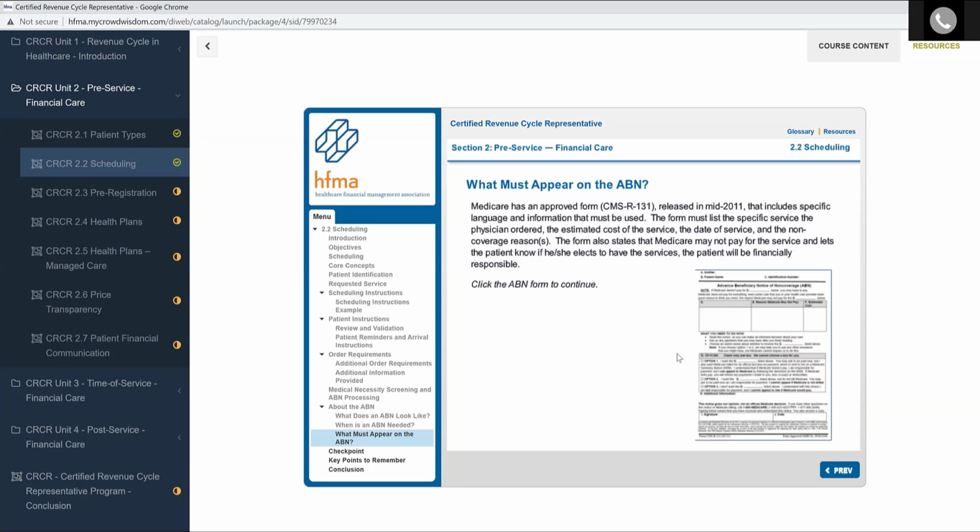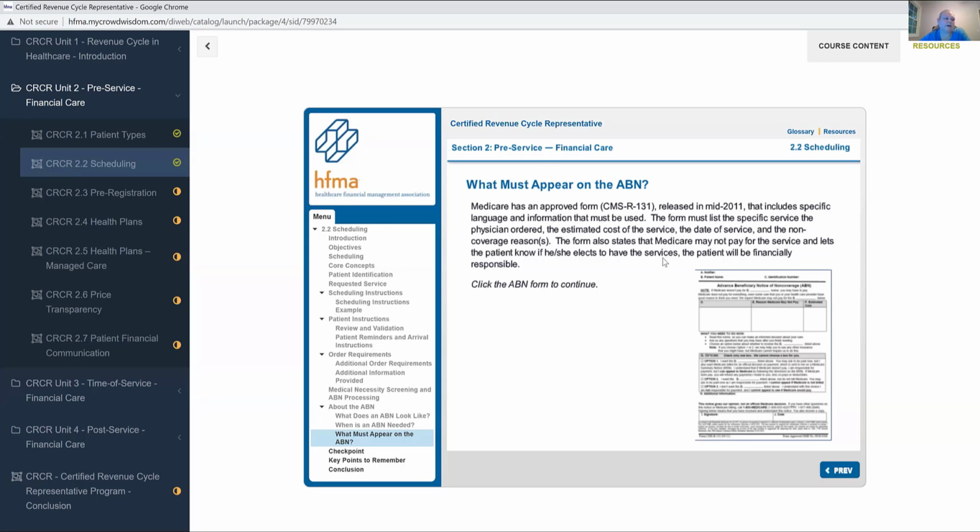The form must list the specific service the physician ordered. I think Christy may have pointed that out earlier. It has to have the specific service that the physician ordered, the estimated cost of the service, the date of the service, and the non-covered reasons, and those must be on the ABN. The form also states that Medicare may not pay for the service unless the patient knows that if he or she elects to have the service, the patient will be financially responsible.